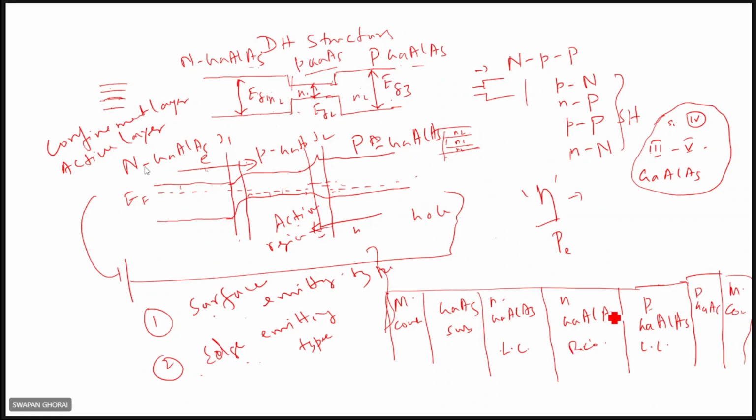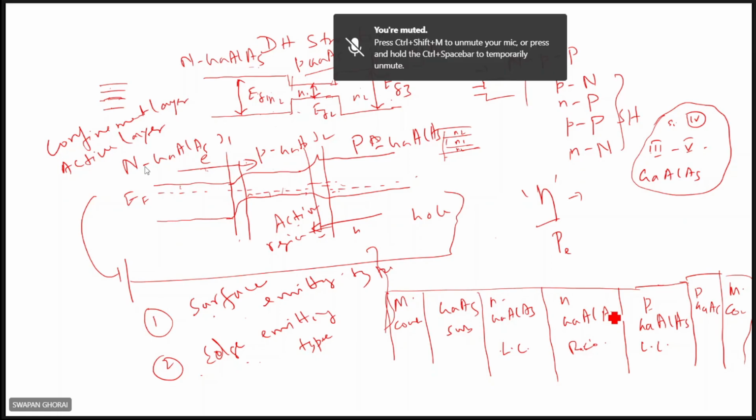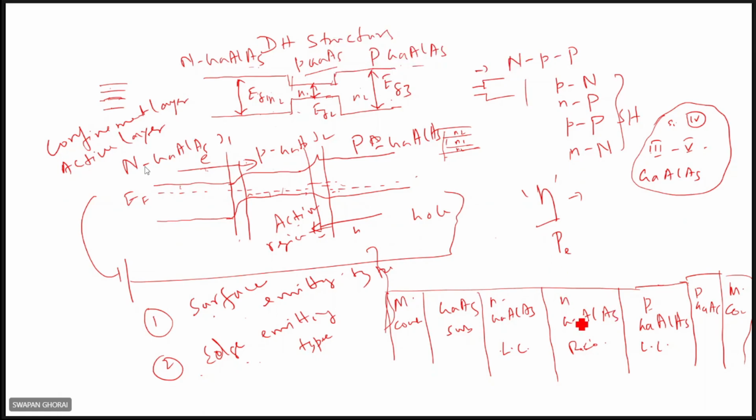The different layers here. This is the recombination layer. This is N gallium arsenide. This is the recombination layer, right? Where carriers are recombined. There are the confinement layers outside, the light confinement layers. Light confinement and carrier confinement layers.